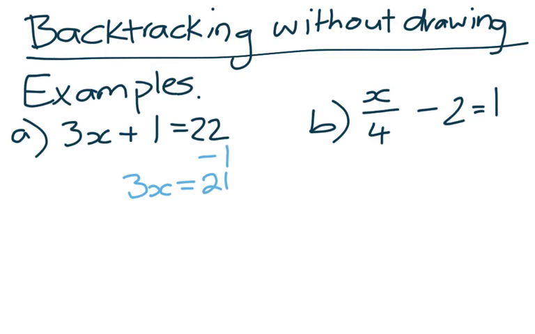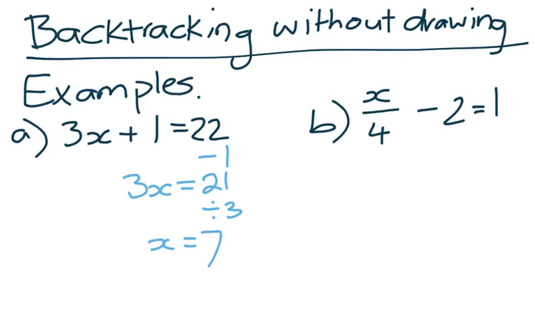Once we get to this point, it's just a one-step equation. 3x equals 21. 3 times a number is equal to 21. And we're doing that backtracking. We've taken away the 1. So the next step is to divide by 3. And when we do that, 21 divided by 3, we get x equals 7. And then we can check. So 3 times 7 is 21. 21 plus 1 is 22.